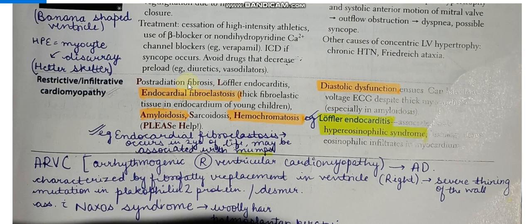And what are the reasons for this restrictive or infiltrative cardiomyopathy? It is any radiation. After the radiation you can have the restrictive cardiomyopathy. Then we have the Loeffler's endocarditis, that is important. We have the fibroelastosis or amyloidosis. Amyloidosis is very important. Then hemochromatosis. See, hemochromatosis is also a reason for dilated cardiomyopathy. It is also a reason for restrictive cardiomyopathy.